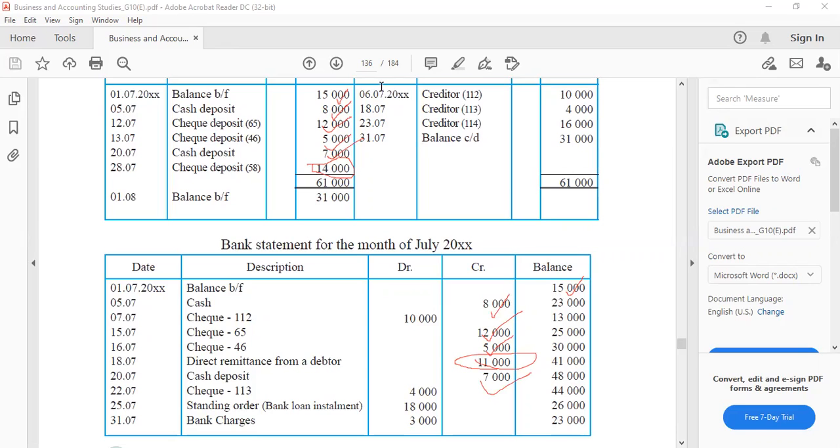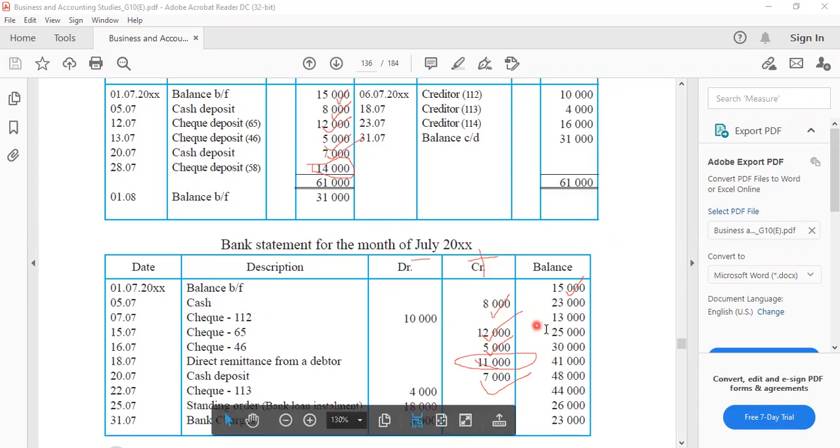Another thing I want to say: in this balance column, after 15,000, you might wonder how this 23,000 has come. You must know that in a bank statement, the credit items are added to the balance and the debit items are subtracted. So this 23,000 came like this: 15,000 plus 8,000, 23,000. I said debit items should be subtracted: 23,000 minus 10,000, 13,000. 13,000 plus 12,000, 25,000. 25,000 plus 5,000, 30,000. So like that it is going.